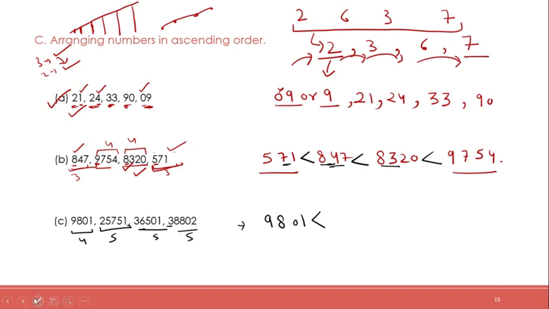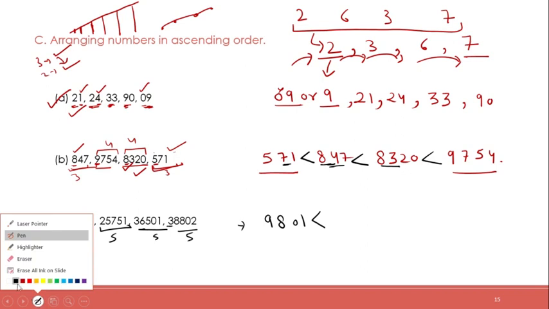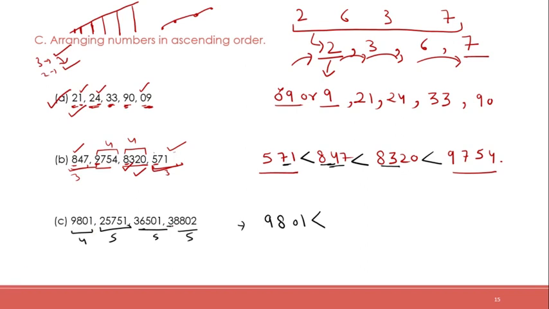Wait a second. Let me change the pen's color. Here it is 3, here again it is 3, but here it is 2. So 2 is smaller than 3, right? So we'll write 2, 5, 7, 5, 1. It is smaller. This number is bigger than this, but smaller than the remaining two numbers, right?